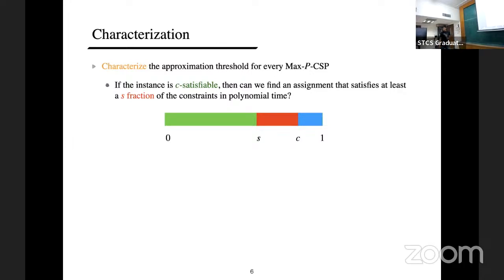The green and red colors on the slide have nothing to do with this. It just means that you are given an instance whose value is somewhere here, and then you want to find something over here. So c is referred to as the completeness guarantee and s is the soundness guarantee.